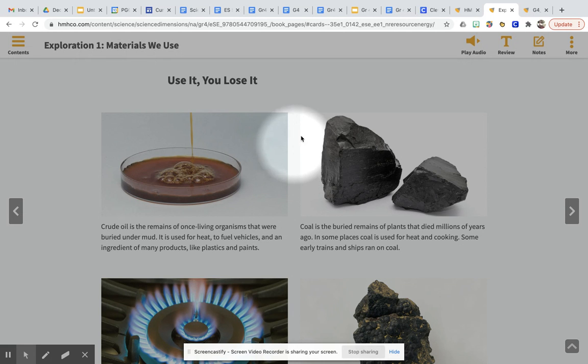All right. So next we're going to highlight the coal. We talked about this coal earlier, and here is our coal. It says that coal is the remains of plants that died millions of years ago. In some places, coal is used for heat and cooking. Some early trains and ships ran on coal. And this is what that raw coal looks like. Again, I am going to suggest that you pause here and see if there is anything that you want to add to your graphic organizer about coal.